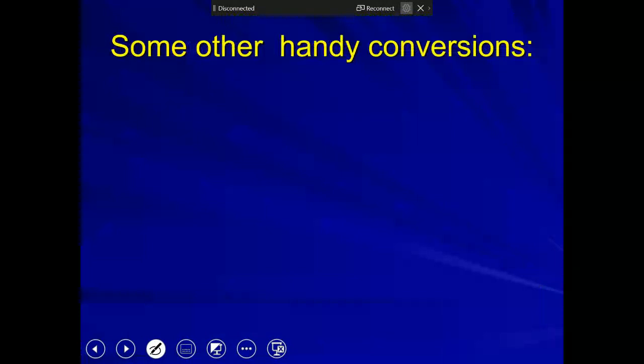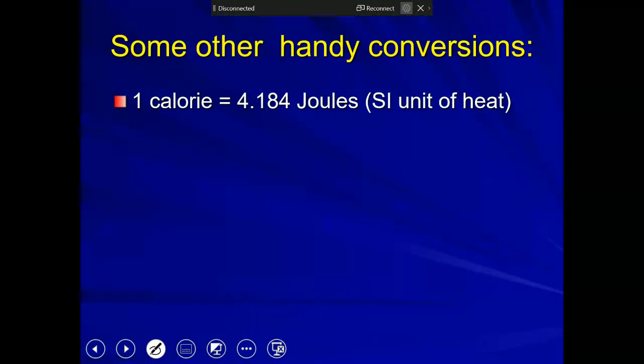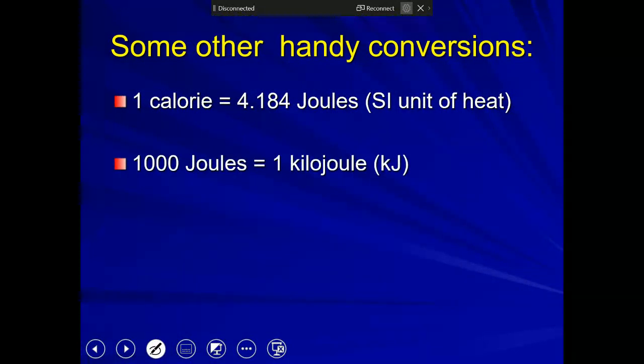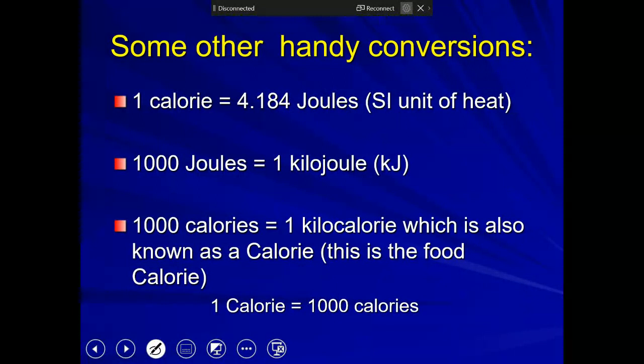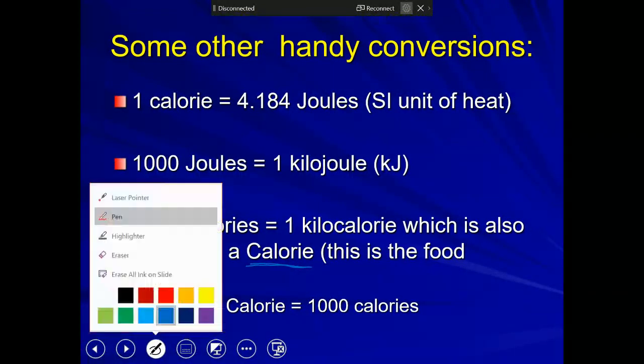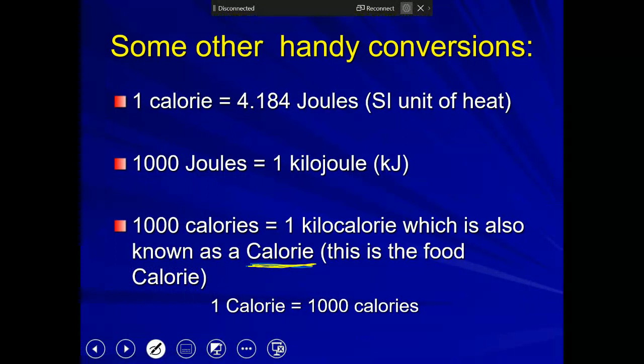Some other handy conversions before we take a look at the equation. Okay, we already had this one. We know that a calorie is 4.184 joules. 1,000 joules is the same as a kilojoule, just like 1,000 meters is a kilometer. 1,000 calories is a kilocalorie, but instead of saying kilocalories, they will often just say the word calorie still, but now spell it with a capital C. So a capital C calorie is really a kilocalorie. So a capital C calorie is 1,000 of the little c calories, okay?